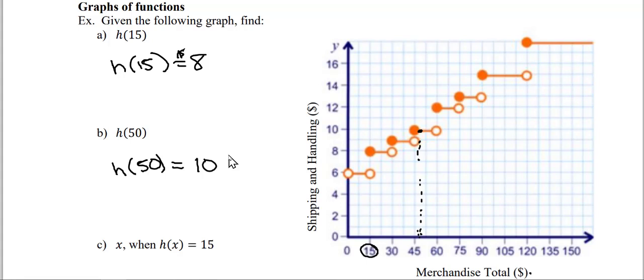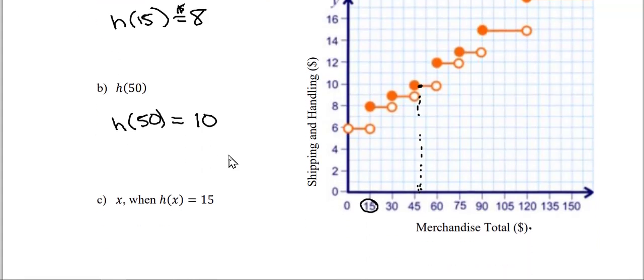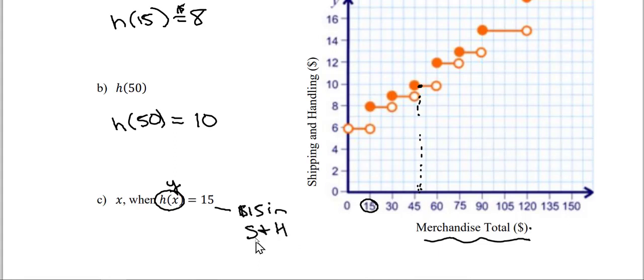All right, here it is asking to find x when h of x is equal to 15. That's saying this is like your y, right? So what merchandise totals will cause you to pay $15 in shipping and handling? And that we need to come up here to where shipping and handling is $15. We go over and find the correct x values here.